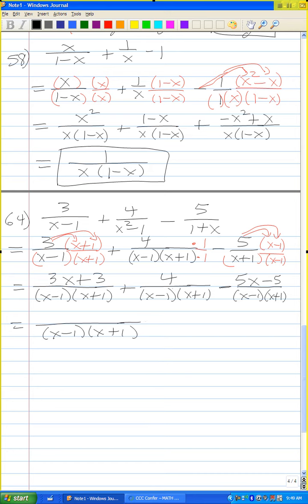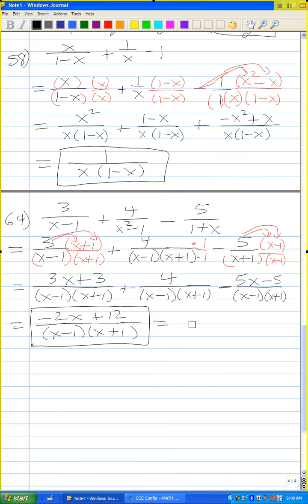Add my numerators. 3x minus 5x is a negative 2x. 3 plus 4 is 7. Minus a negative 5, same as plus 5. So that's 12. And I'm done. But I could actually factor out a negative 2 from the numerator.